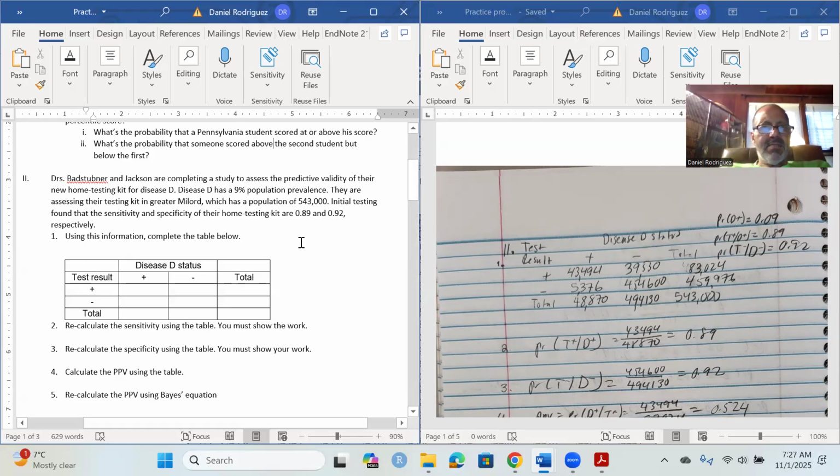Somebody actually once asked me what that is, so I shouldn't assume that everybody knows. When you say respectively, you match things. Sensitivity is 0.89, specificity is 0.92.